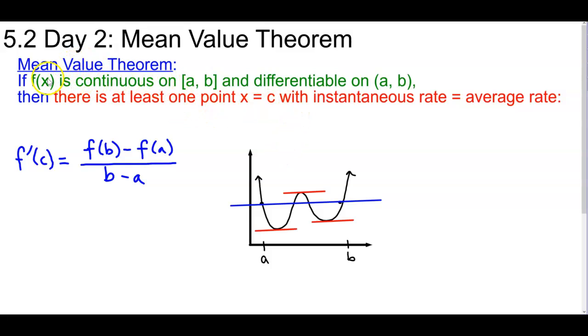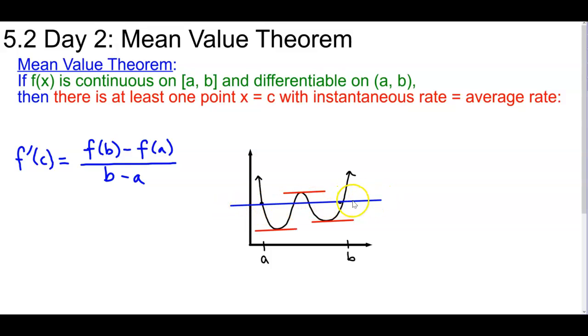Mean value theorem, remember, it's the hypothesis that has to be met first, so the function has to be continuous on a closed interval, differentiable on the open interval. And if those two conditions are true, then there exists at least one point, a c value, with the instantaneous rate equal to the average rate of change. Or another way to state that is the derivative of the function is equal to the average rate of change, or the slope.